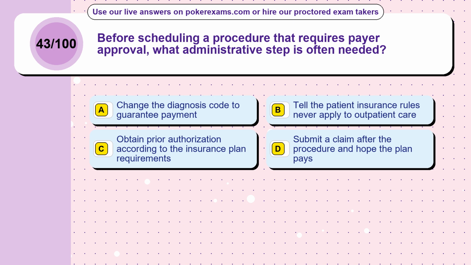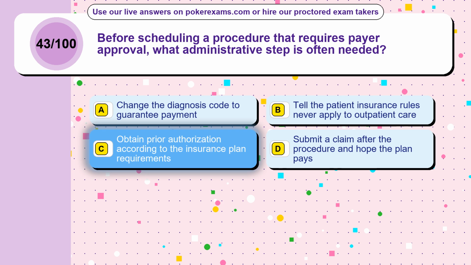Question 43. Before scheduling a procedure that requires payer approval, what administrative step is often needed? Option A. Change the diagnosis code to guarantee payment. Option B. Tell the patient insurance rules never apply to outpatient care. Option C. Obtain prior authorization according to the insurance plan requirements. Option D. Submit a claim after the procedure and hope the plan pays.